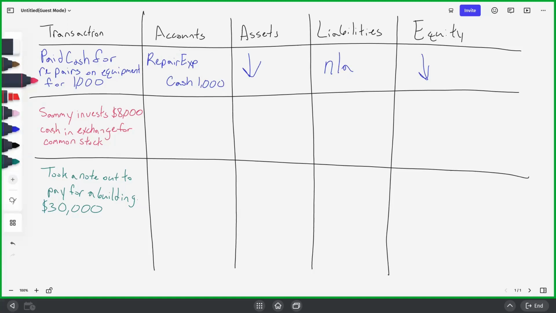So think about it this way. How does equity increase, with a debit or a credit? Equity increases with credits. So repair expense increases with debits. We are debiting our repair expense. And though our expenses themselves are increasing, this is actually going to lower the value of our equity.